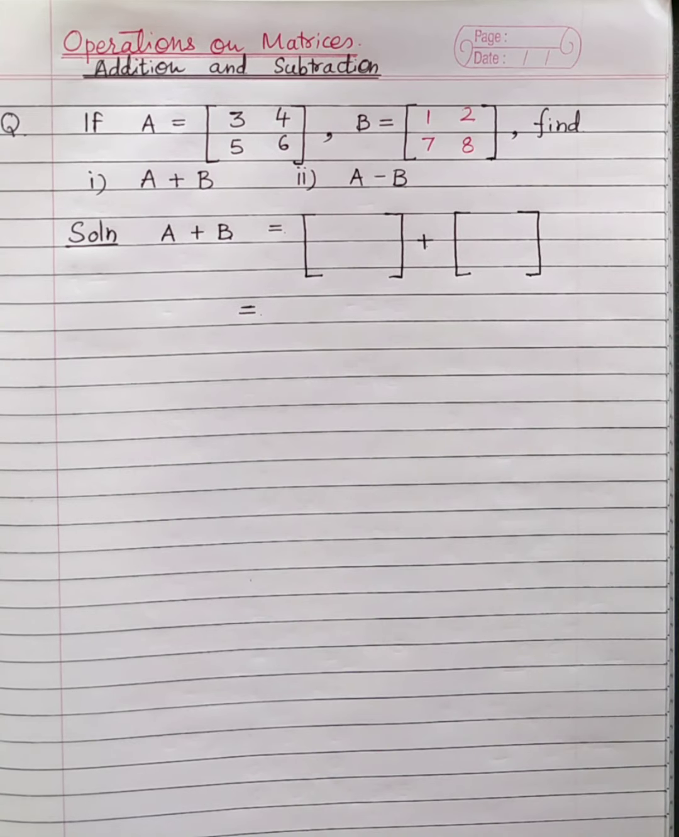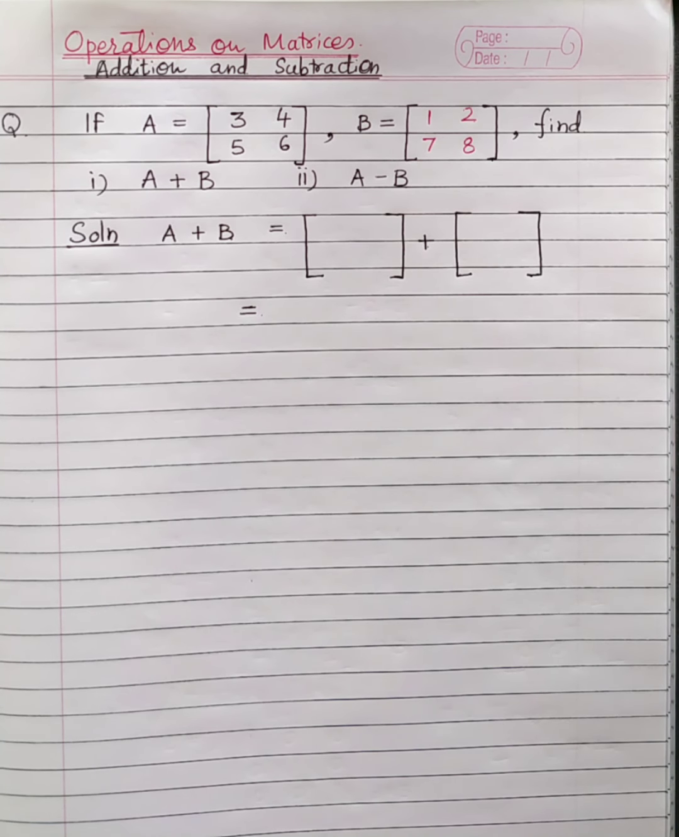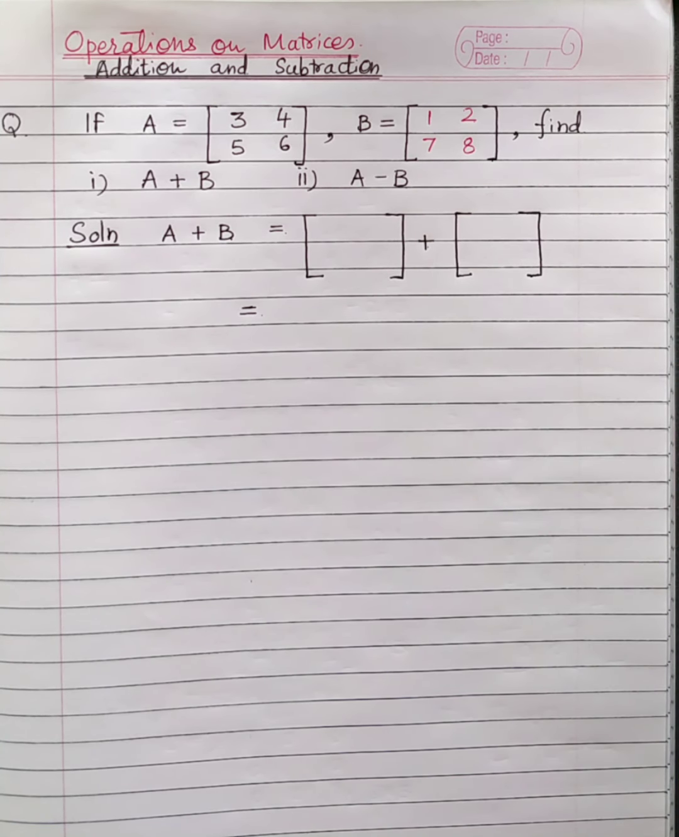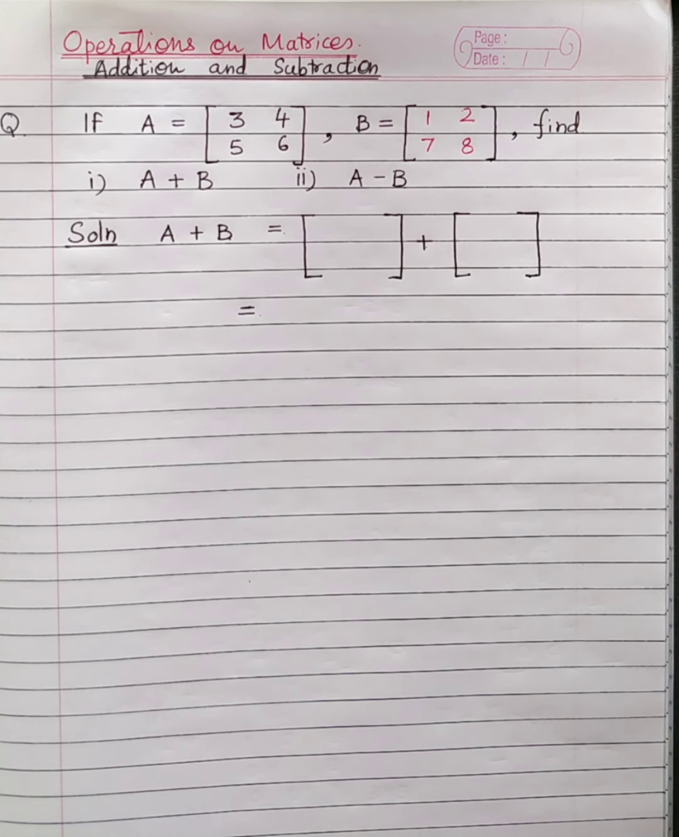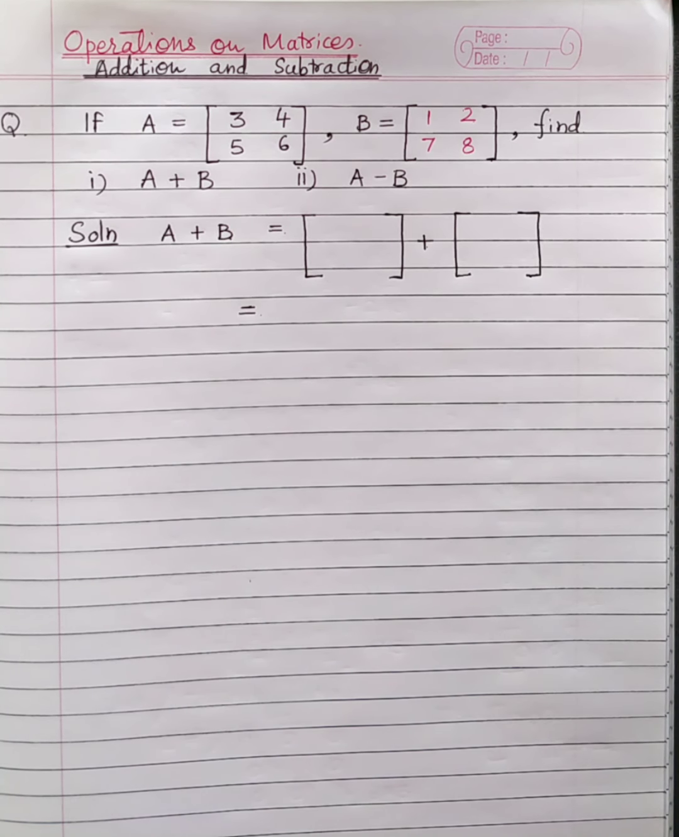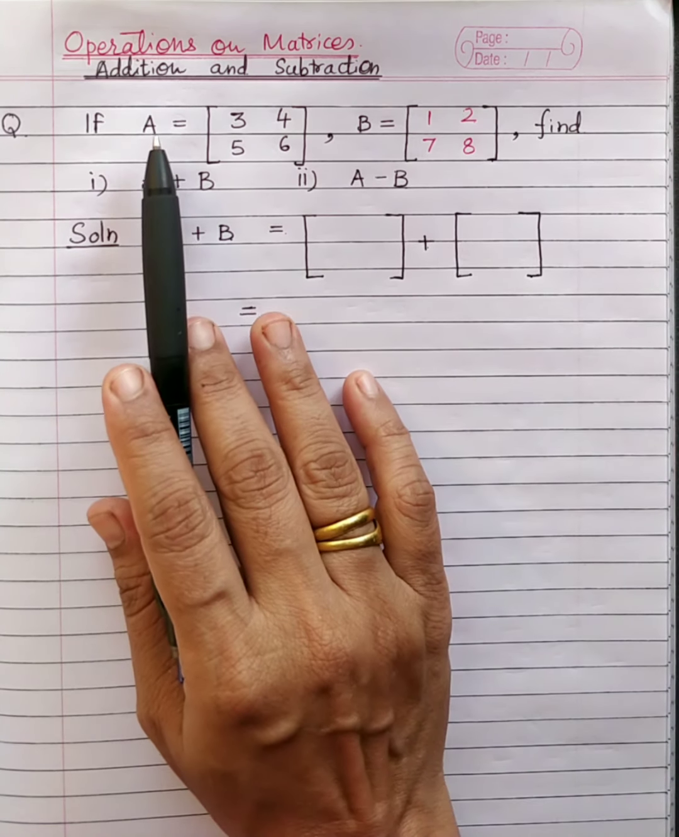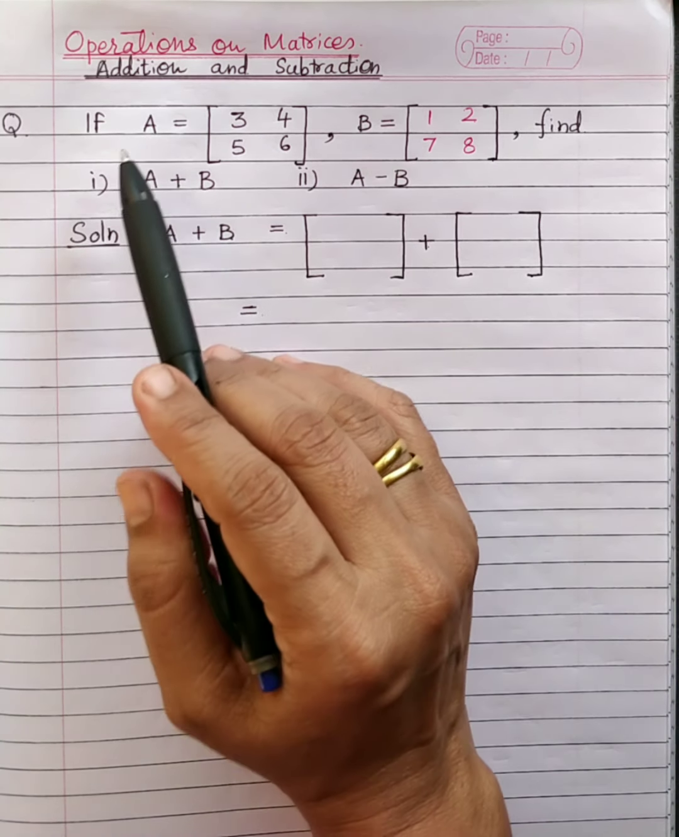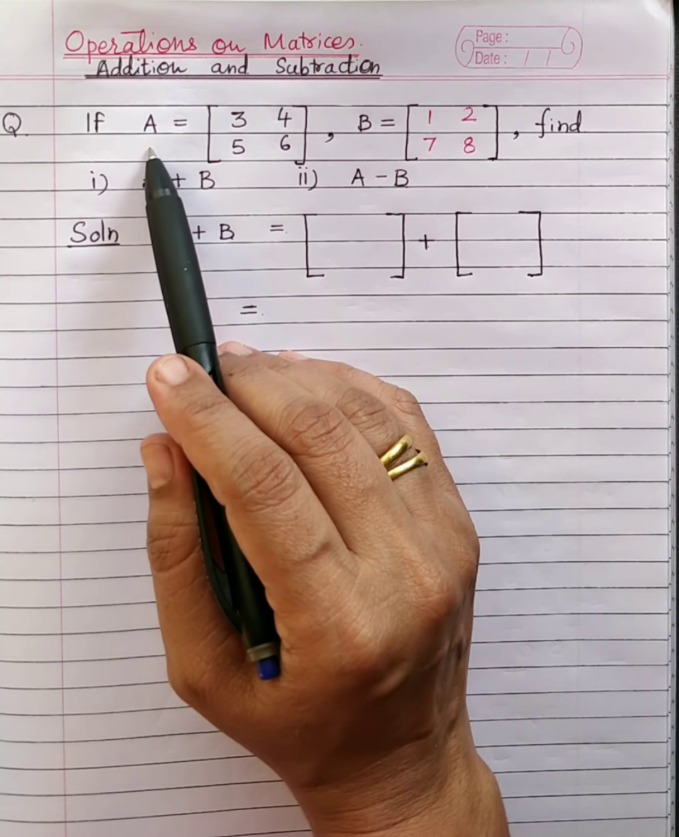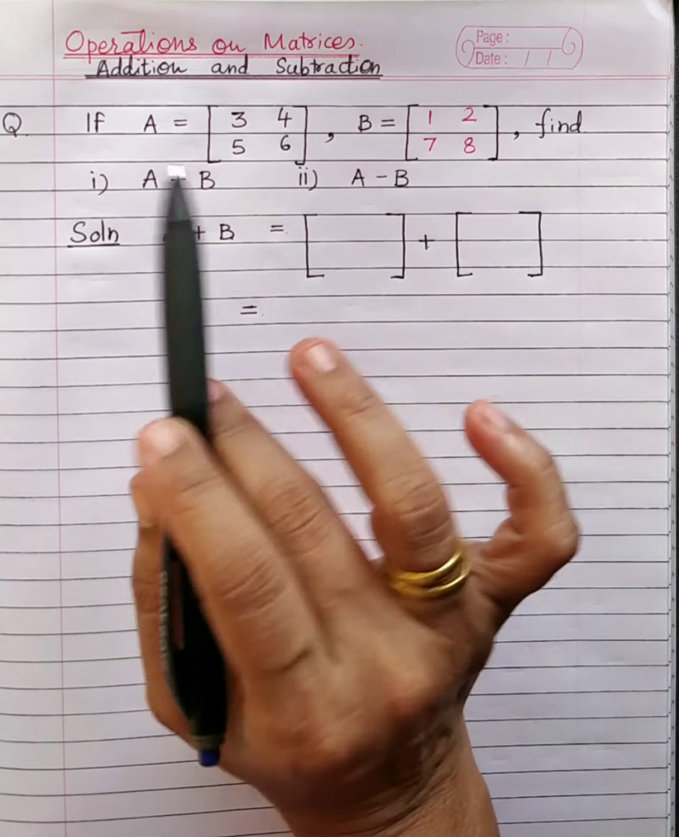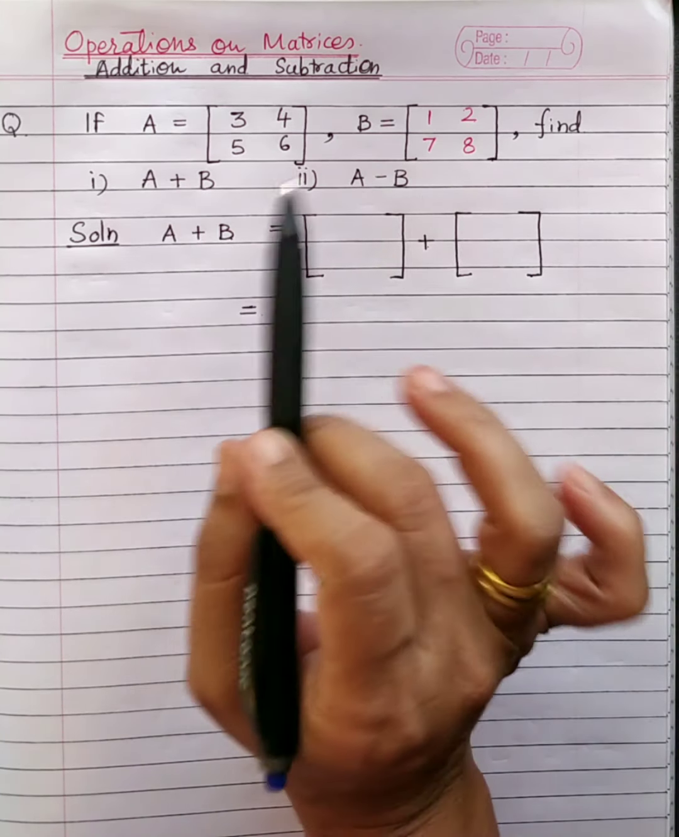Hello children, in today's video we will see operations on matrices. The first operations we are going to discuss are addition and subtraction. Rules are obviously the same. I have taken one example. Suppose two matrices are given, A and B, and you have to find their sum and difference.